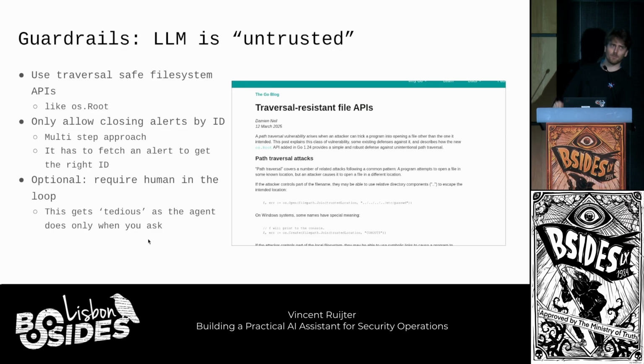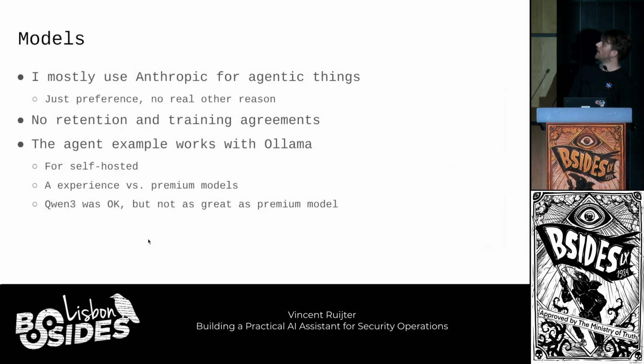If you want to prompt your agent to close alerts and then you have another approval box, that is very tedious. So I took that out. So the agent can close alerts when I ask it to, or when someone prompt injects me in like a user agent header, I guess.